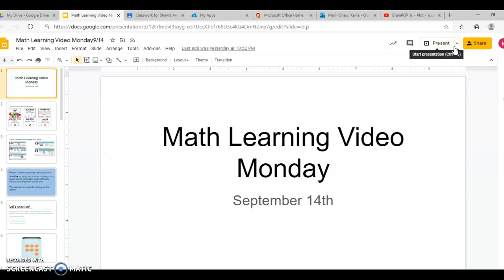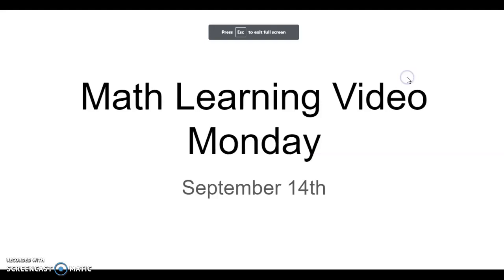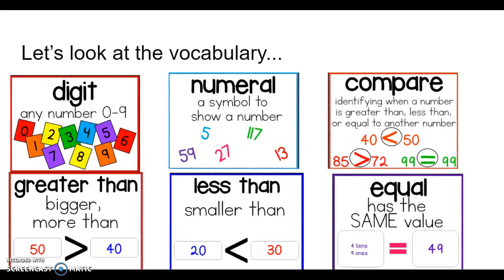Last week we worked with numbers 1 through 5. This week we're going to work with the number 0 today and also the numbers 1 through 10 the rest of the week. Here's some of our vocabulary for the week.